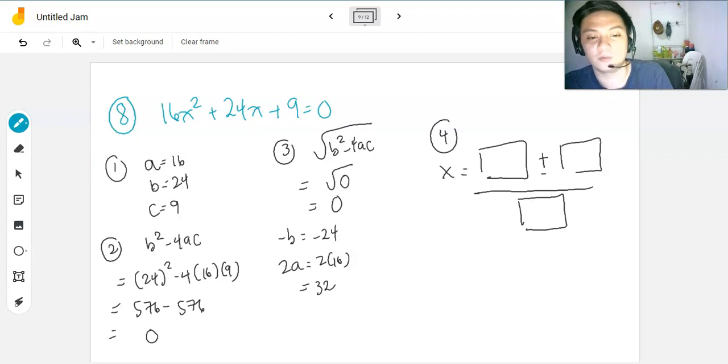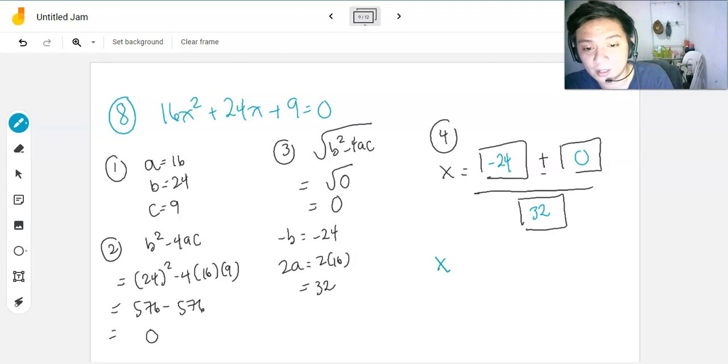So, anong isusulat sa unang box? Yung negative of b, which is negative 24. Plus or minus yung square root ng discriminant, which is 0. And then, yung 2a, which is 32. Yan. Plus or minus 0 lang to. Ibig sabihin, since negative 24 plus 0 and negative 24 minus 0 will just be giving the same. Ibig sabihin lang yan, the two roots that we can get from these are just the same. Meaning, may isa lang na distinct solution ang ating equation for number 8.